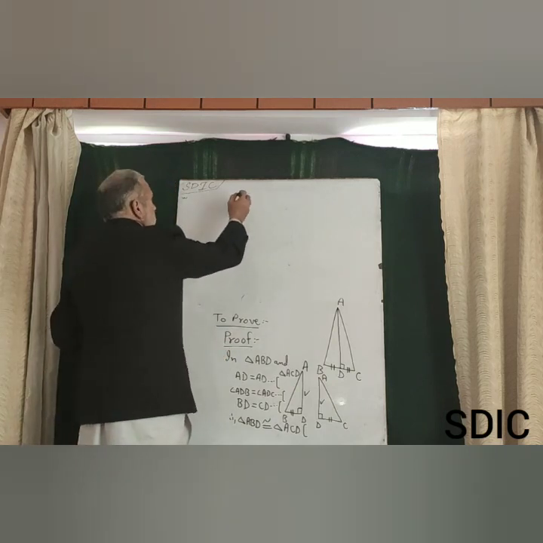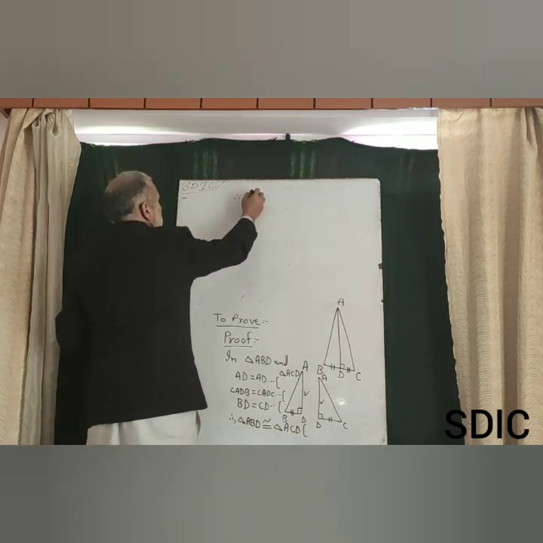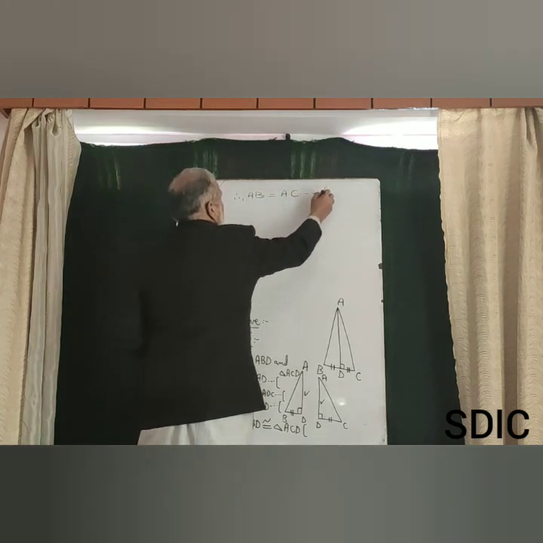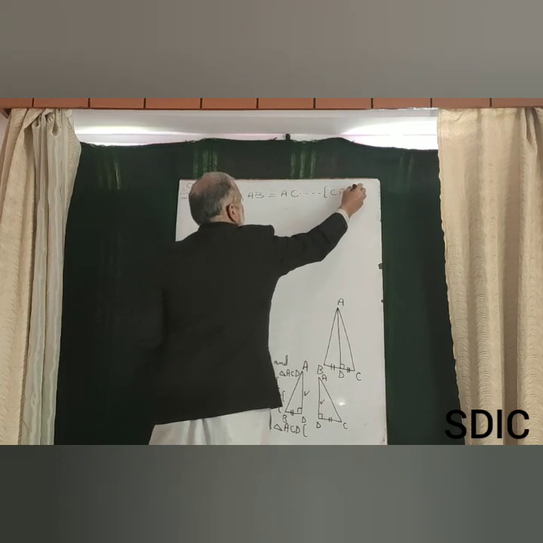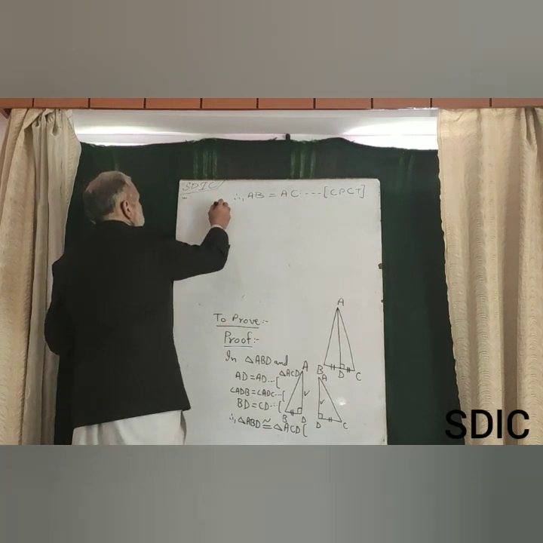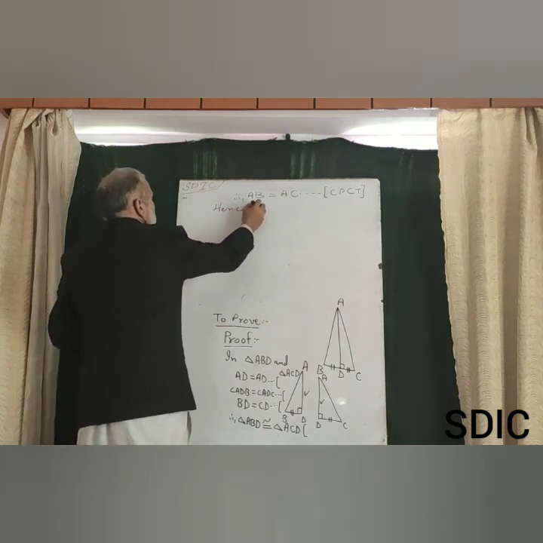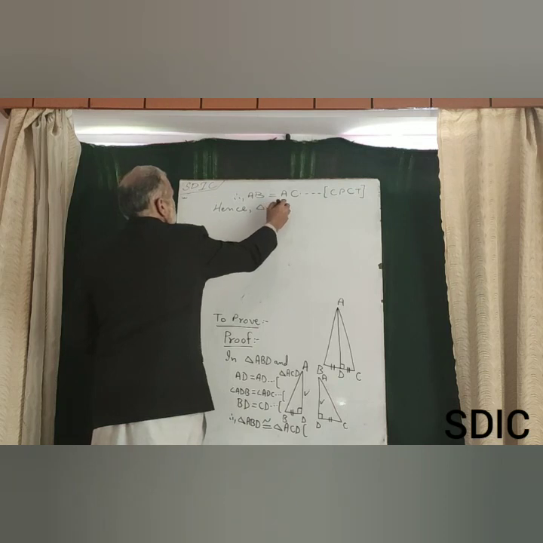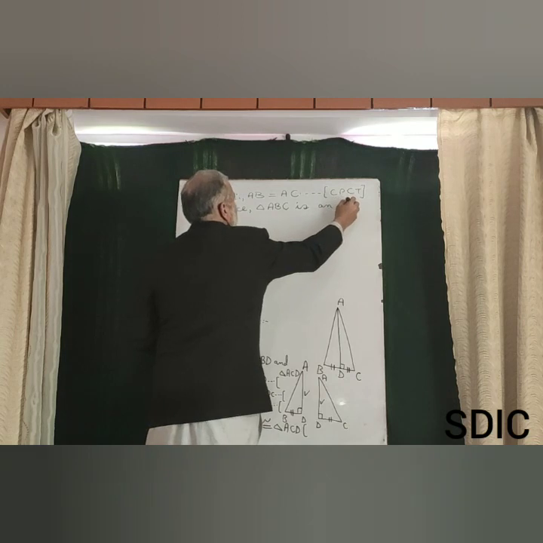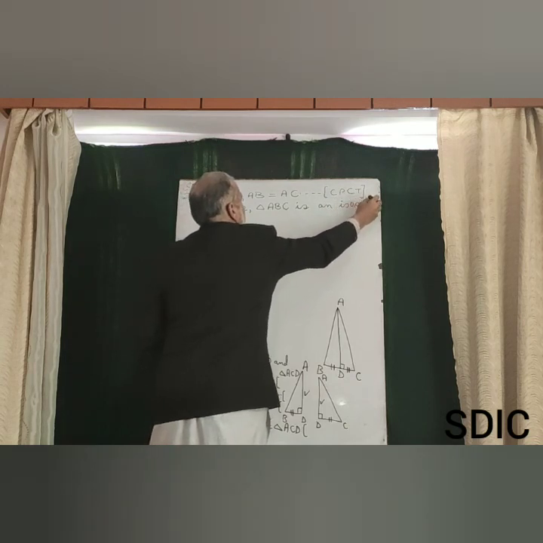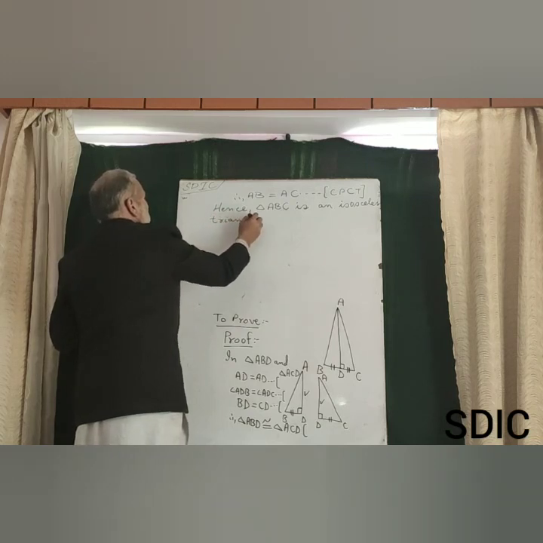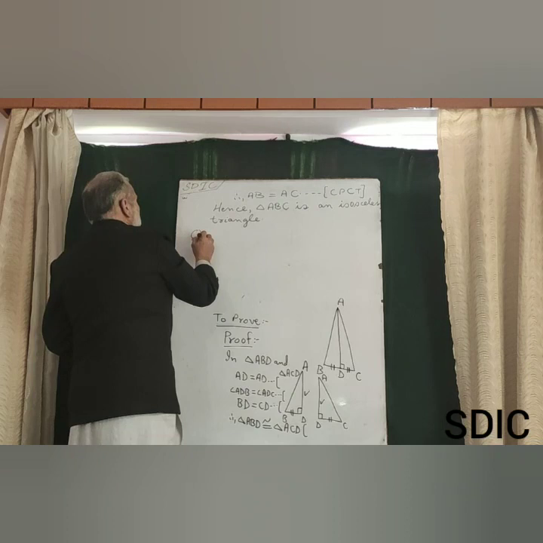And finally conclude, therefore, AB is equal to AC. The reason for this we will write: CPCT. Hence, triangle ABC is an isosceles triangle. That completes the proof of this question. Over to question number 3.